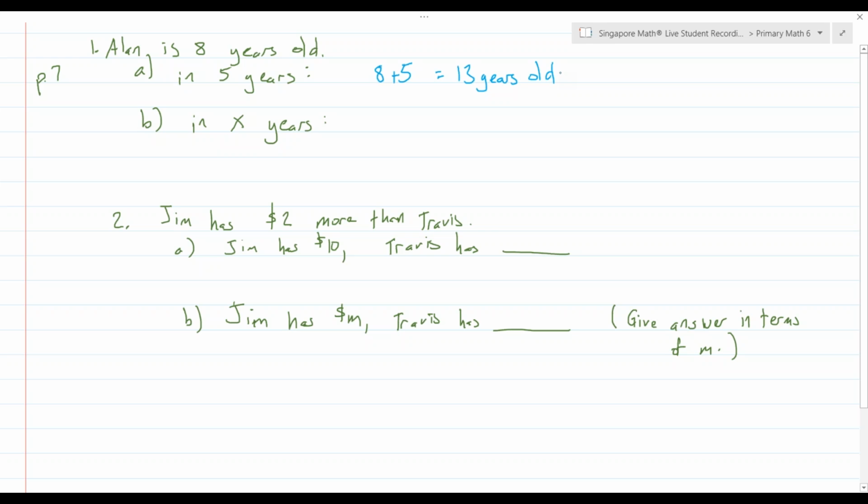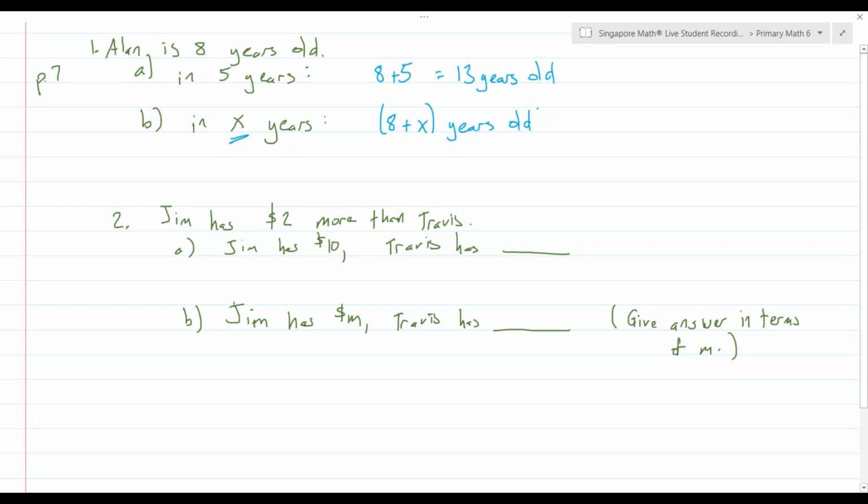What if he's 8 years old now? How old will he be in X years? Now we have a variable instead of a number, and I can say that he will be 8, which he is now, and I would add X, and he would be 8 plus X years old. See, that is an answer in terms of X.